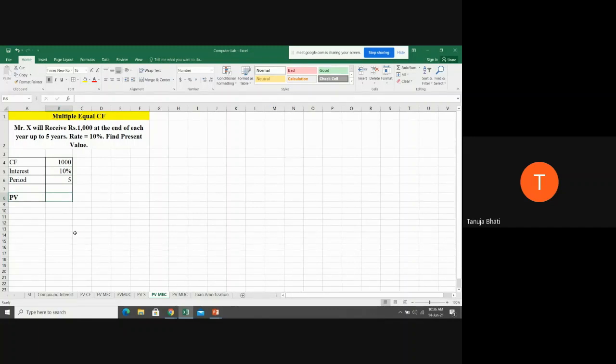Any one student can help me. So first, how do I begin? Quickly, students. Equals PV, open bracket. Next, B5. So I select the B5 cell. Next, comma. I have to give a comma. N per, first I need to see what is given. It is B6, so I have to write B6.